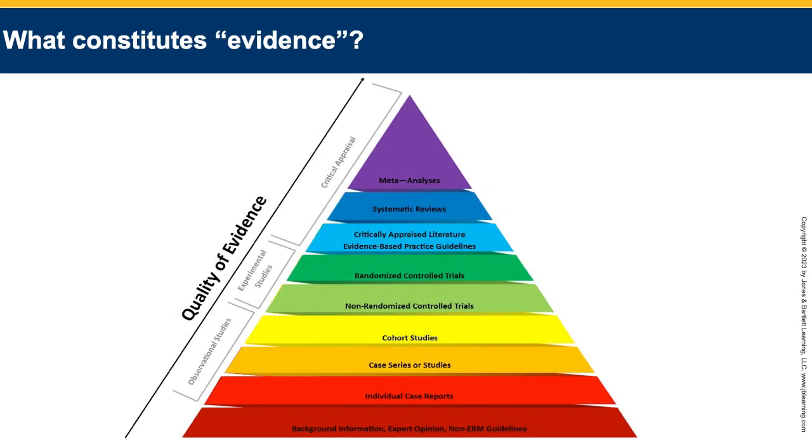When we think about what constitutes evidence, we think about the quality of evidence. When we look at this pyramid here, on the lower end, we will notice these are often observational studies. As we move up the pyramid, experimental studies are found in the center, and towards the top are critical appraisals and meta-analysis. In practice, we want to search for evidence that can be found towards the top of this pyramid, as it is typically more reliable and better conducted.